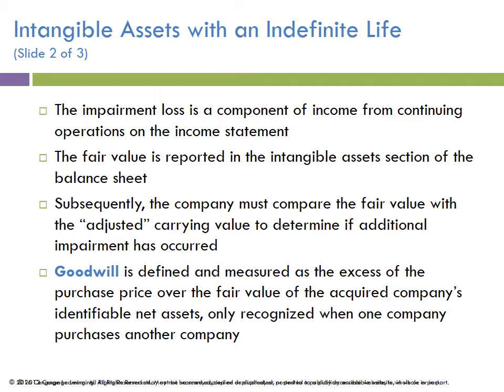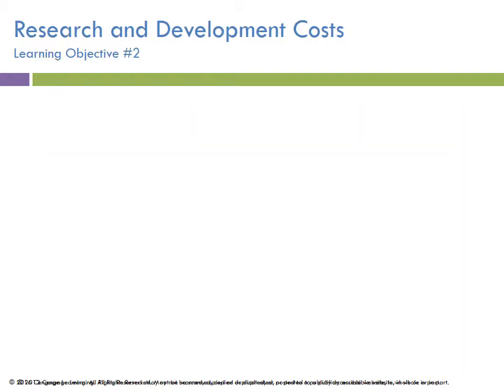So they say, what did they pay for them? What are they worth? Not what's the book value on the balance sheet. What are the assets on the balance sheet worth minus liabilities? If a company pays more for those net assets, the difference is called goodwill. Now, it's only recognized when one company purchases another company. That's when goodwill would happen.